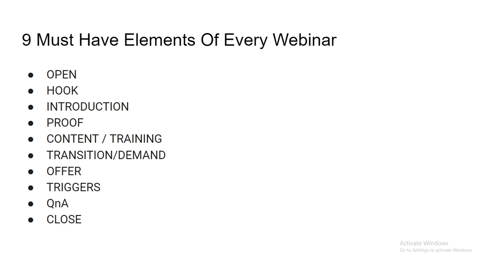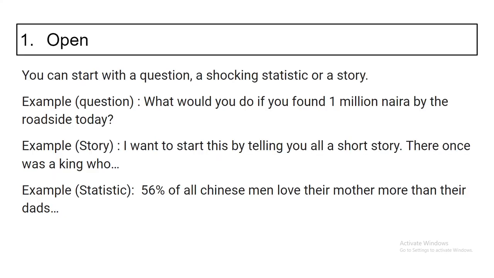Now we're going to also look at examples. We're going to see where this stuff has been used in live webinars that I've done, in live webinars of other people that I could lay my hands on. So we're going to see how they did it, and you're going to understand why they work. So the first thing your webinar must have is an open.